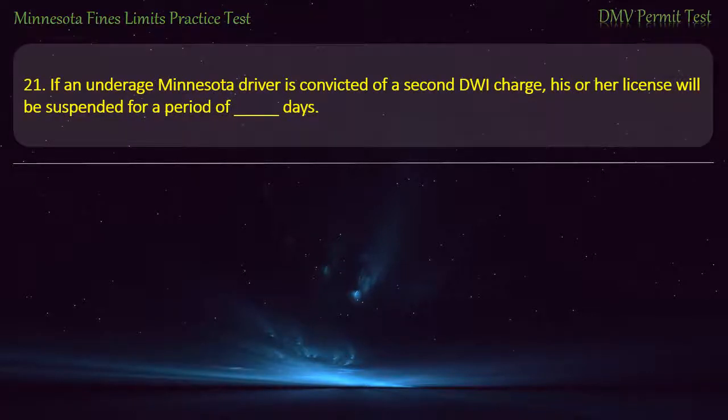Question 21. If an underage Minnesota driver is convicted of a second DWI charge, his or her license will be suspended for a period of blank days. 30, 90, 60, 180. Answer. 180.